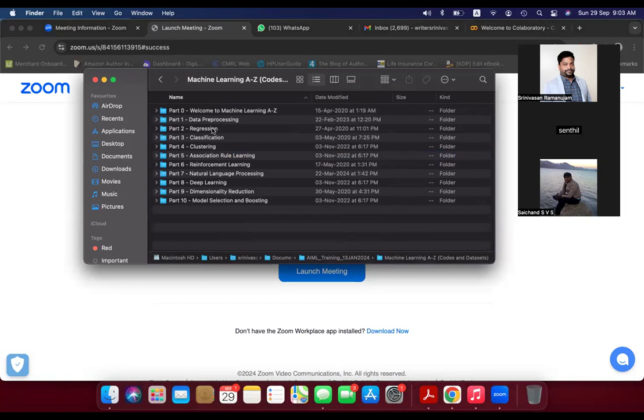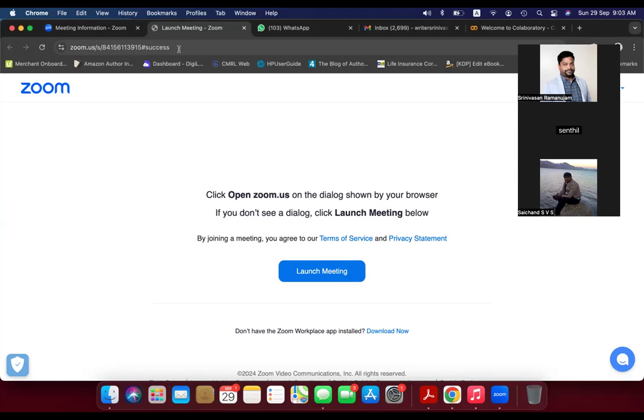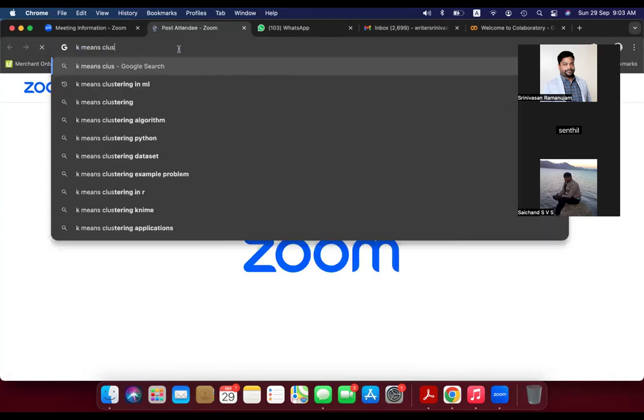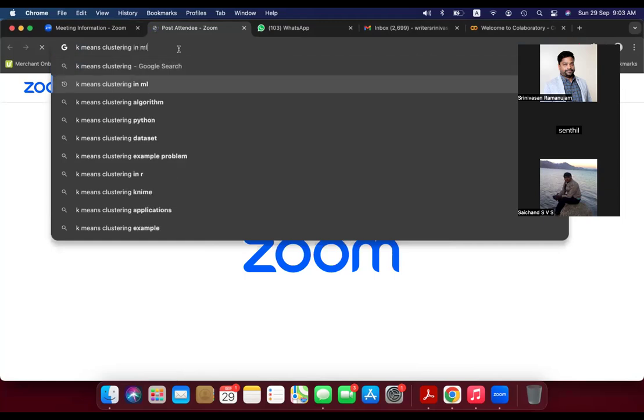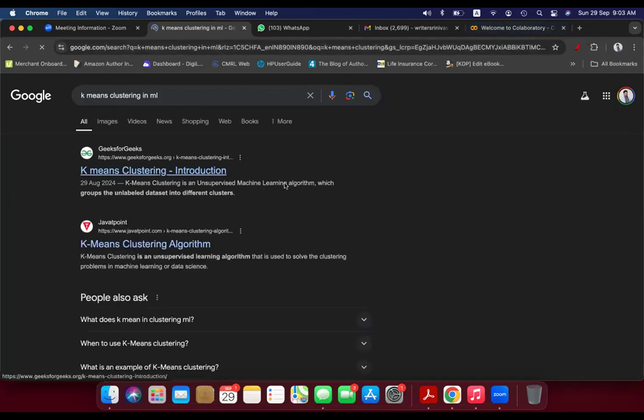Okay, so we finished regression, we finished classification, right? After this, we are going to look at clustering. In clustering, there are two techniques: one is k-means clustering, another one is hierarchical clustering. So we'll see k-means clustering. It's a very simple machine learning algorithm, but an effective and potent algorithm.